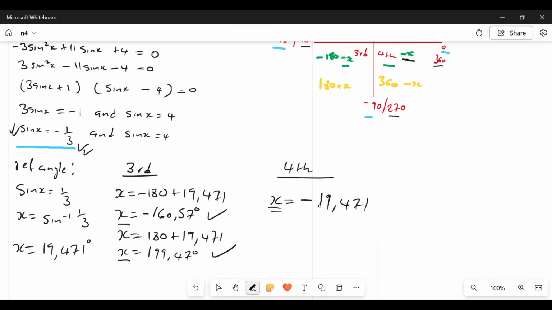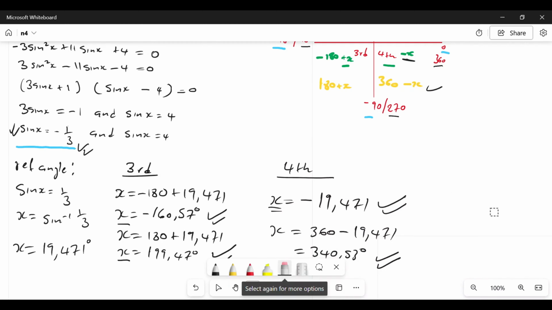What is our x on the fourth quadrant? Now when we are moving forward, you're going to consider 360 minus x. So x is going to be 360 minus 19.471, and then our final answer for this one is going to give us 340.53 degrees. So these two here are the answers on the fourth quadrant when it's going backwards and when it's going forward. I hope you guys understand this because it can be very, very tricky. And all these four answers are when sine x is equal to negative 1 over 3. So these are the answers when our sine is negative.